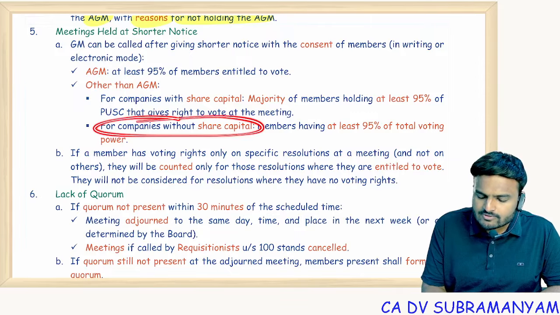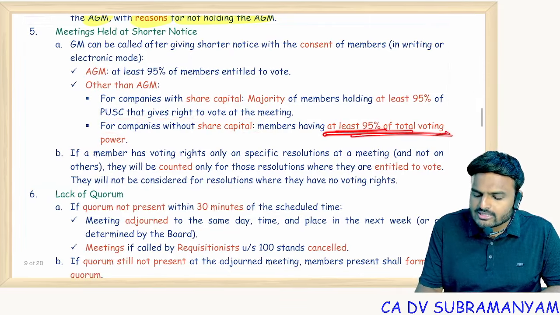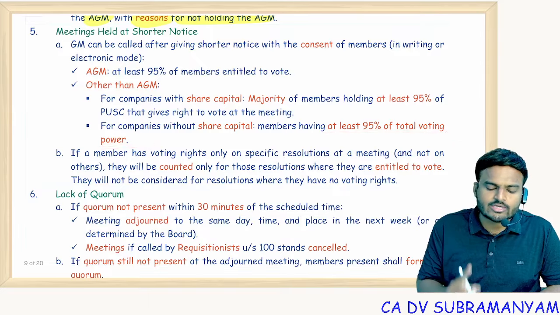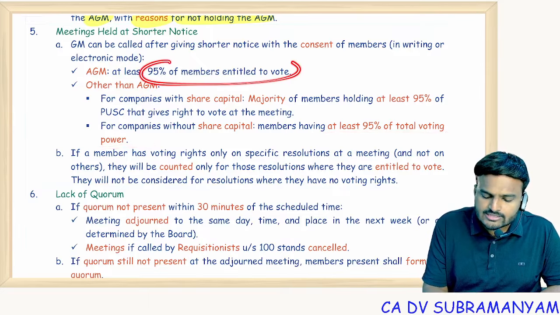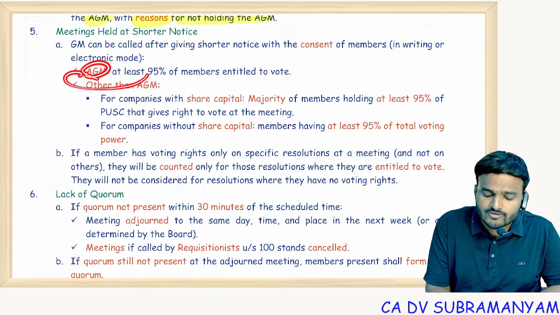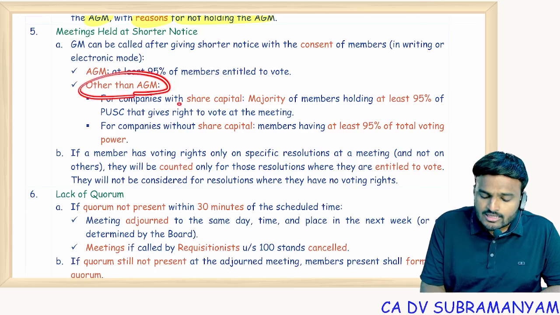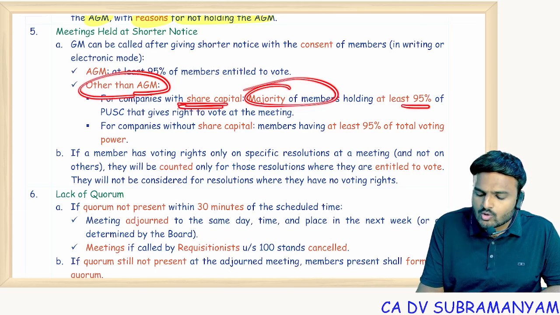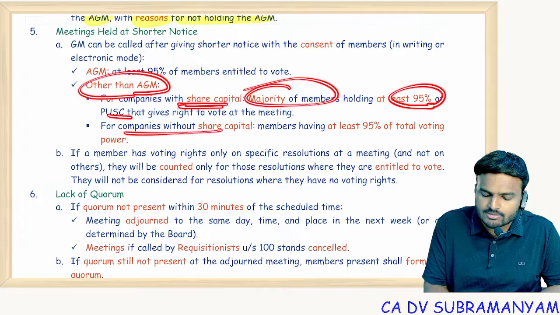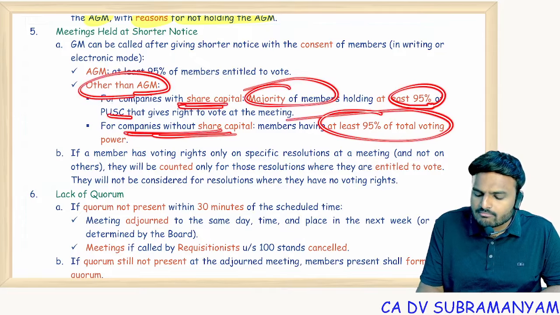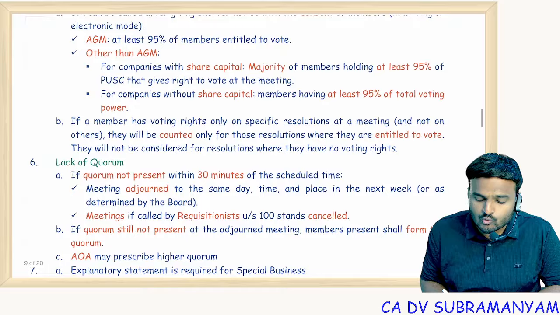For companies without share capital, members having at least 95% of the total voting power. Remember three limits: 95% of the members for AGM, whether it is with capital or without capital. But for EGM, company with share capital, majority holding 95% of paid up share capital. Company without share capital, members having at least 95% of total voting power.